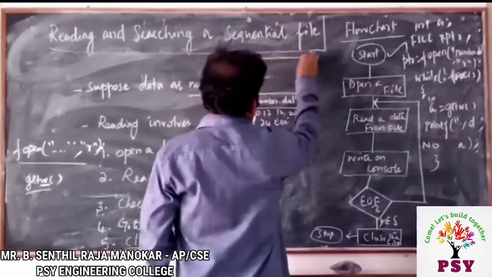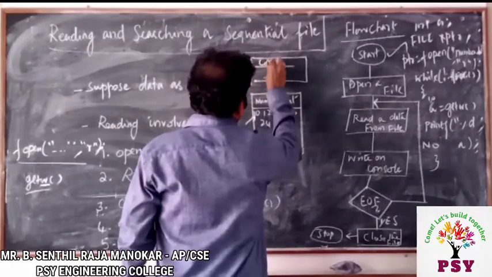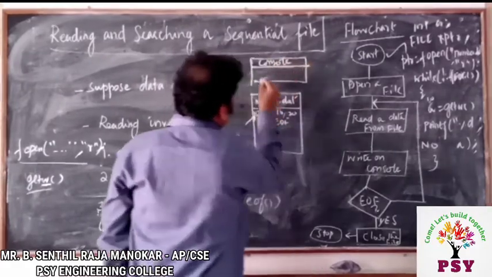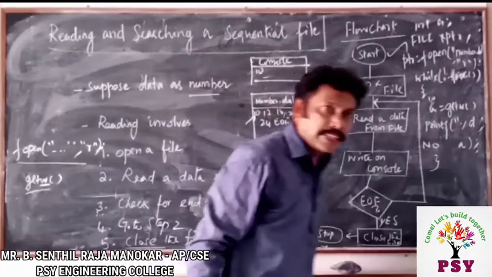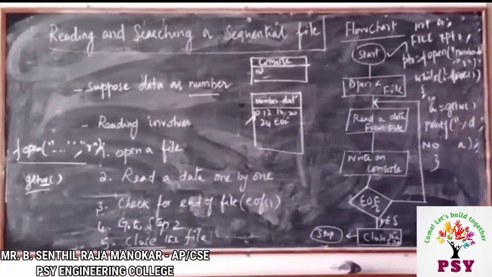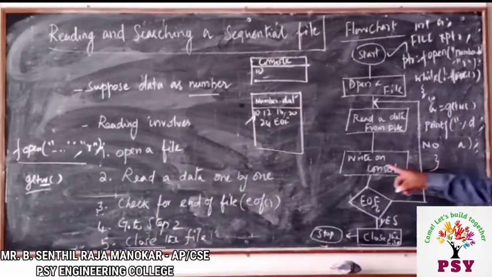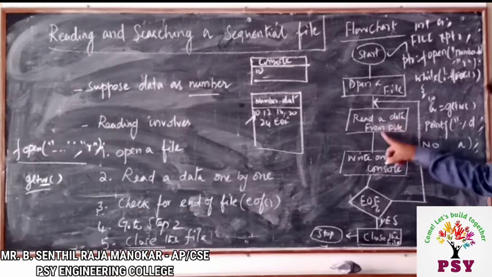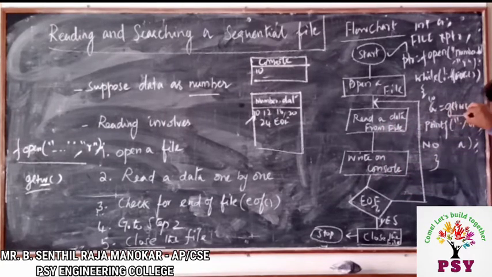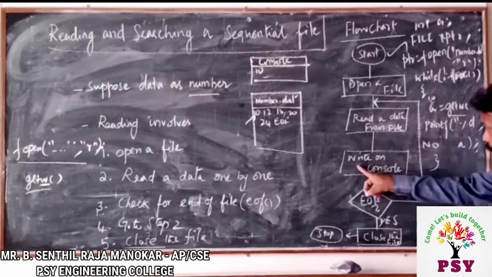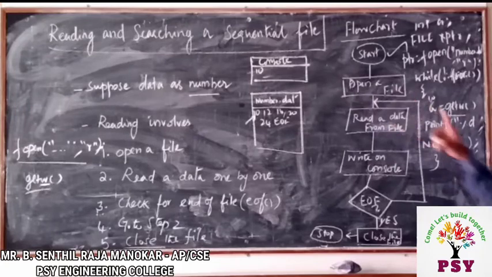This is nothing but the console. Here the first value is going to be printed as per this statement. So this is nothing but writing on the console. We are reading data from the file through the function getw. Once you read the data, that data has to be written on the console through the statement printf percentage d, a.